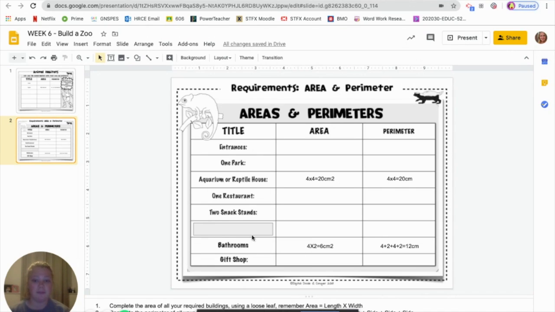The only thing that I've left out is the walkway. You don't have to do the walkway. It's a little bit more complicated, and it would be easier for me to teach you inside the classroom. So I've just taken that question out for you this week.